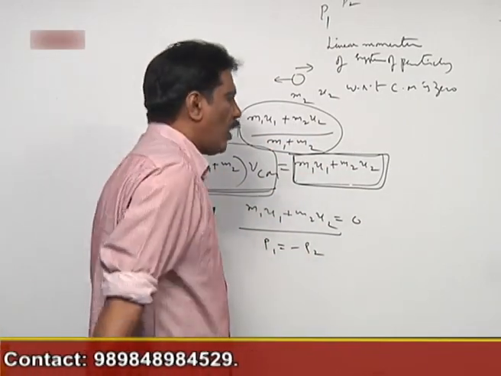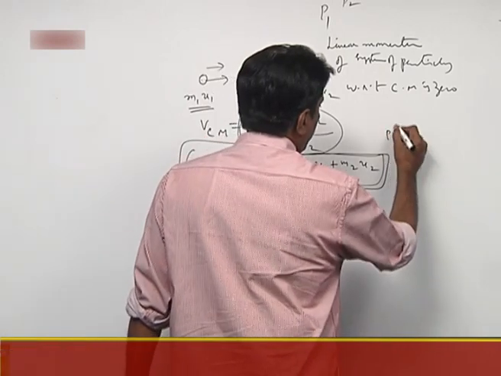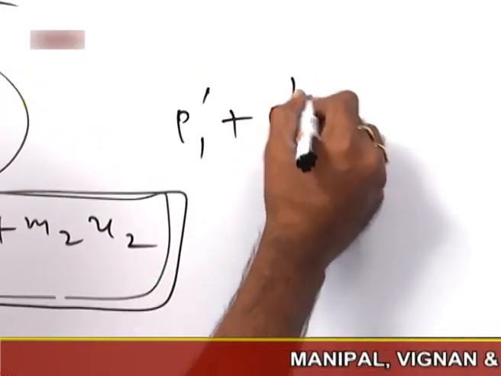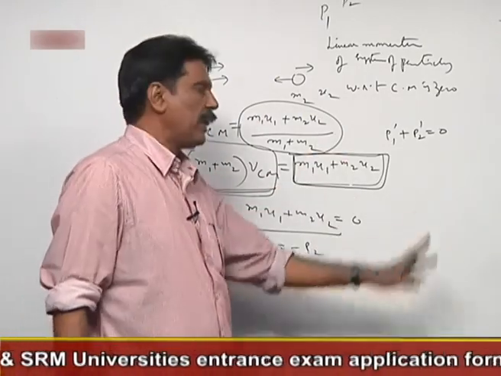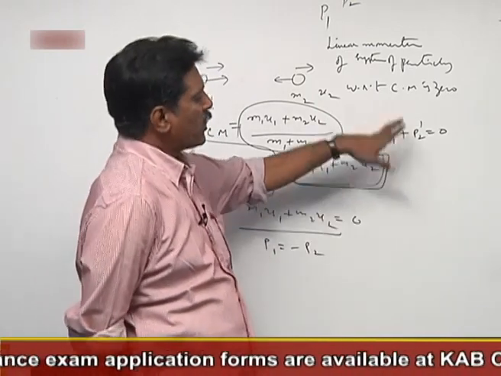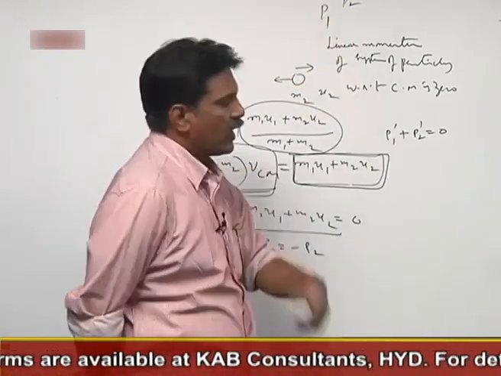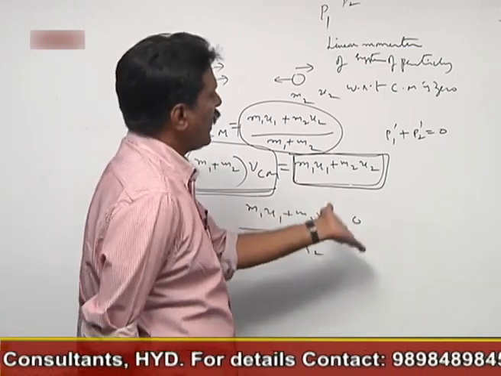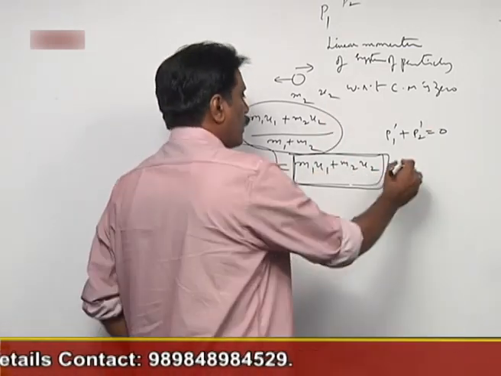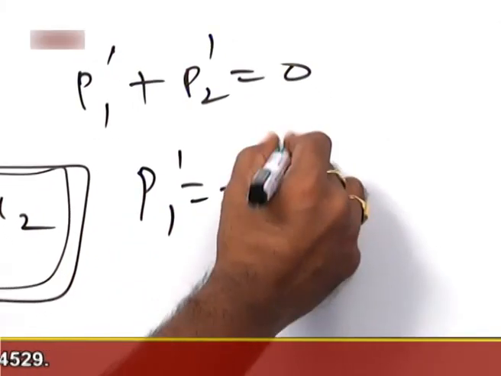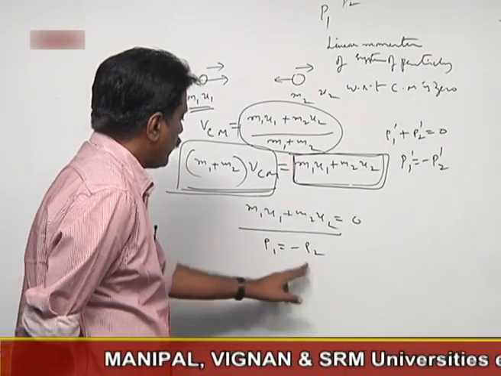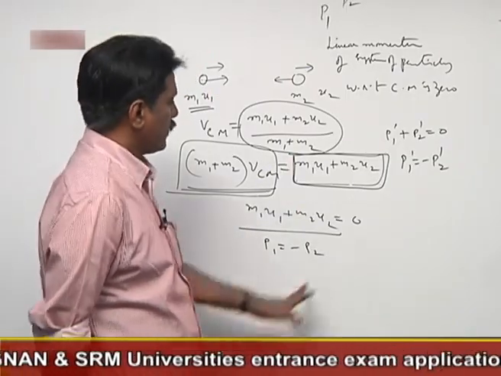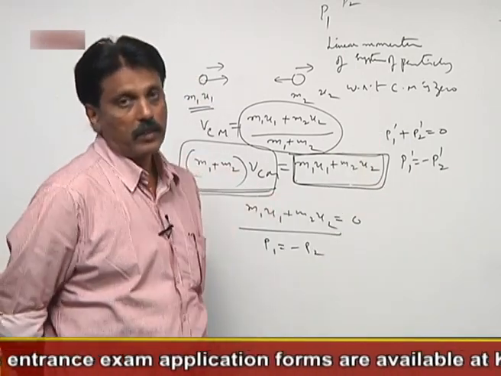After collision, suppose they collide, then P1 dash plus P2 dash must also be equal to 0 in the center of mass reference frame. By the same logic, P1 dash plus P2 dash is also 0. P1 dash means the final momentum of the first particle, P2 dash is the final momentum of the second particle. So P1 dash plus P2 dash is equal to 0, or P1 dash is equal to minus P2 dash. So what we are getting here is that their momenta are equal and opposite in the center of mass reference frame, before collision or after collision. This is one of the points.